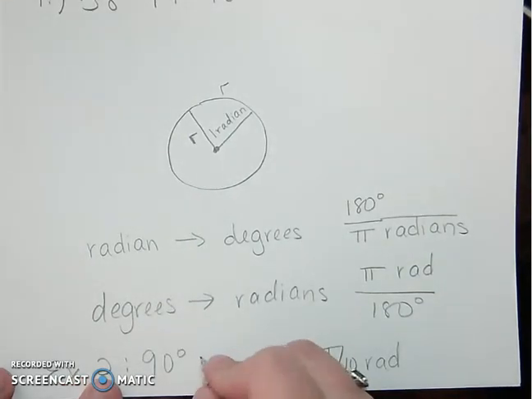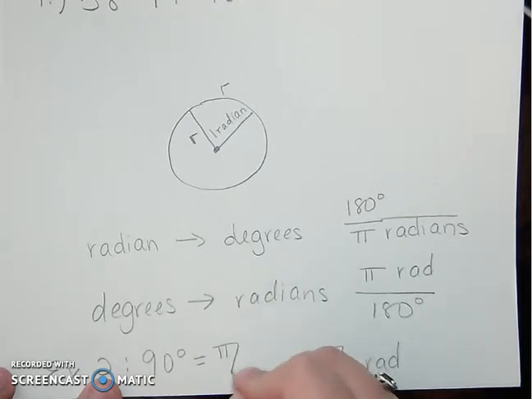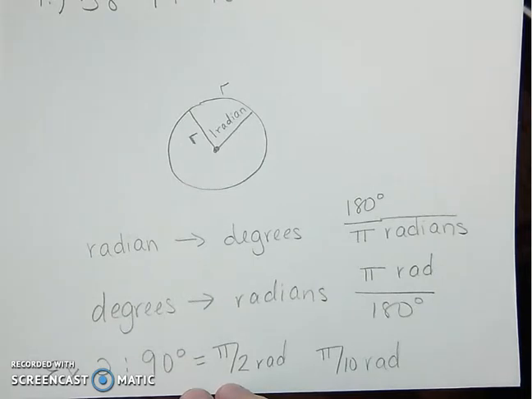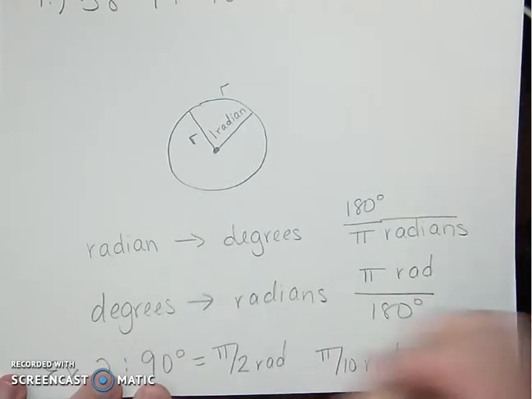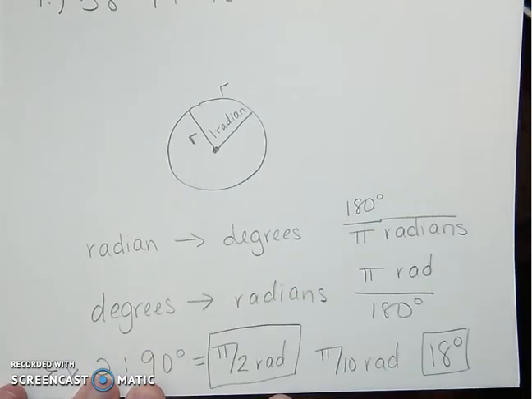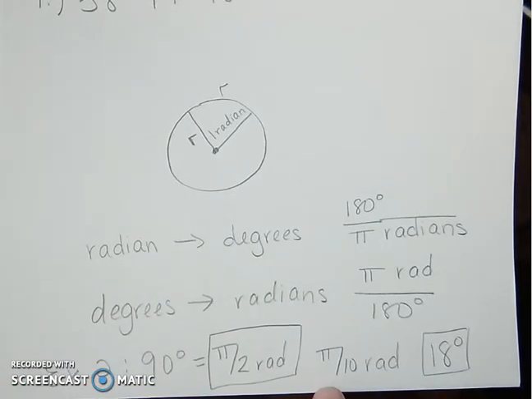Okay. 90 degrees is pi over 2 radians. Please do not say 1/2 pi. We always like to write pi in the numerator. And then pi over 10 radians is 18 degrees. There will be lots of practice converting whenever we do some unit circle problems later and other types of problems where sometimes it's easier to see or to remember things when they're in degree form.